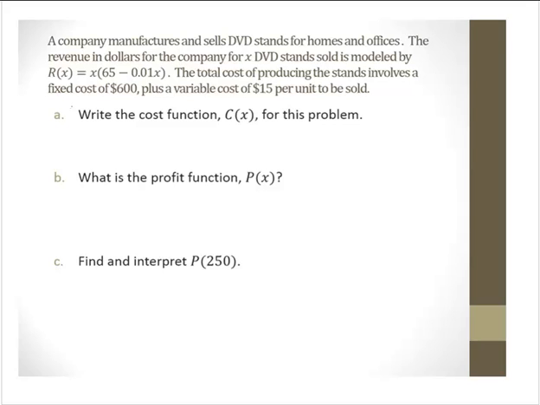Alright, so the cost involves a fixed cost and a variable cost per unit. Let x be the number of stands, the number of units that will be sold. So then C of x would be 600 plus 15x.